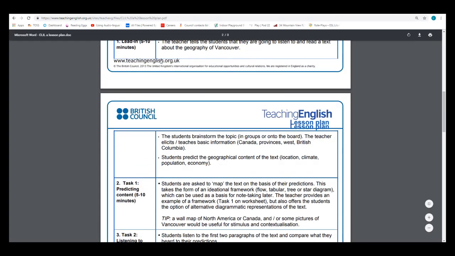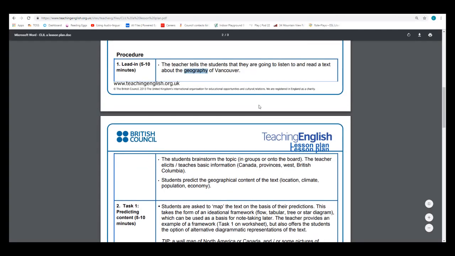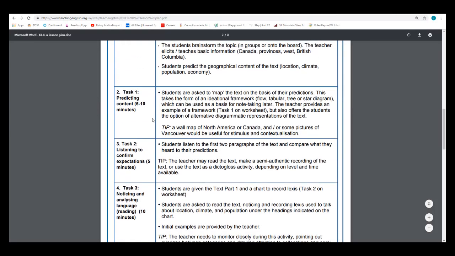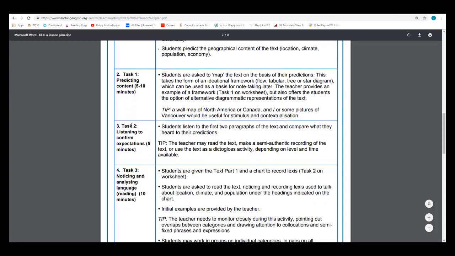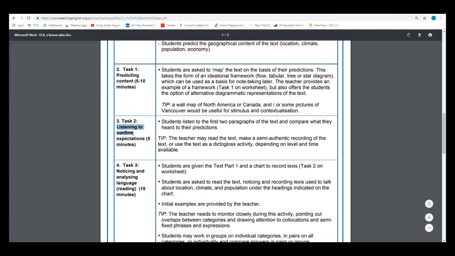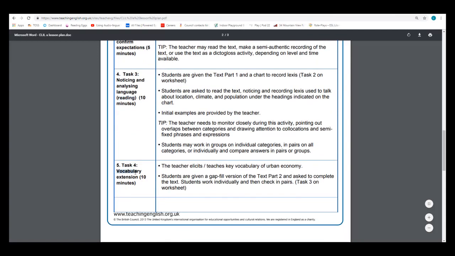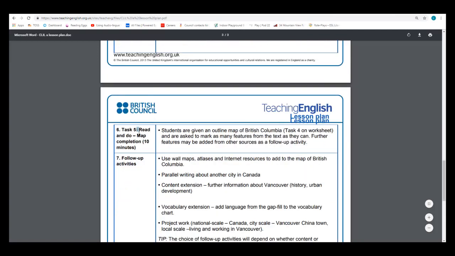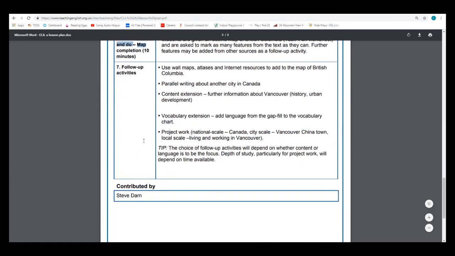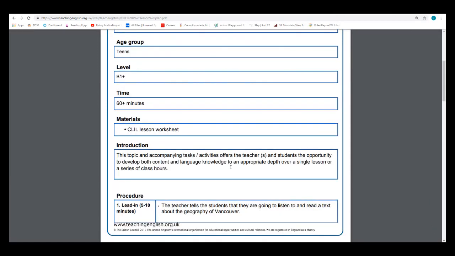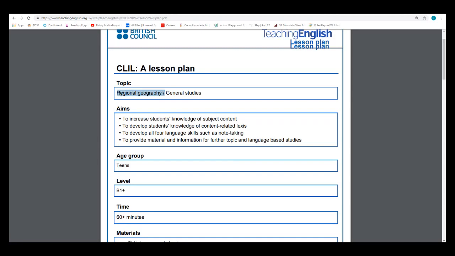So here we have our lead-in. It's about the geography of Vancouver. We have our tasks, so predicting the content. This is using our reading skills, predicting. Students are listening, they're analysing, so reading. They have a vocabulary focus here, reading again, and follow-up activities. So this is essentially a reading lesson around the topic of geography.